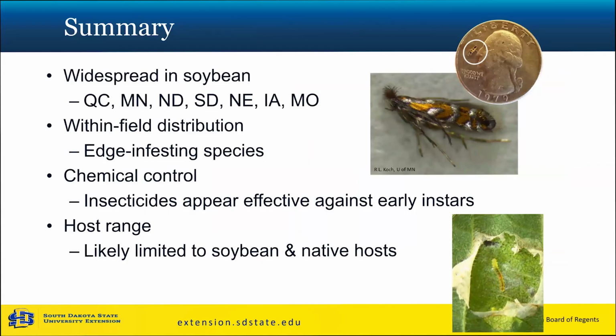You can see all the different places: Quebec, Minnesota, North Dakota, South Dakota, Nebraska, Iowa, Missouri. South Dakota, we only found them one year, but we will keep monitoring for them. Within field distribution, it appears they always infest the edge of a field and right next to trees. That seems to be where you should keep an eye out for them. Chemical controls, insecticides appear to be effective against those early instars. And then their host range is likely limited to soybean and those two native hosts I talked about earlier.